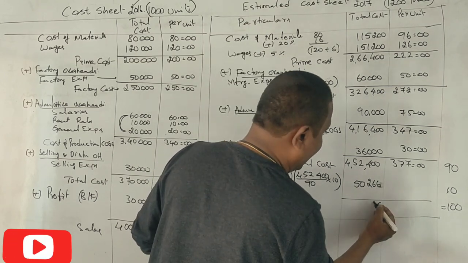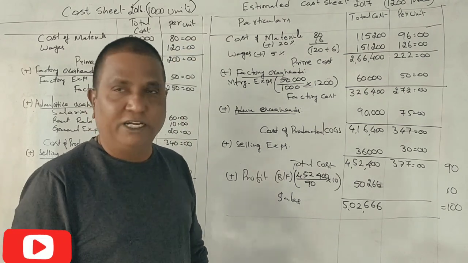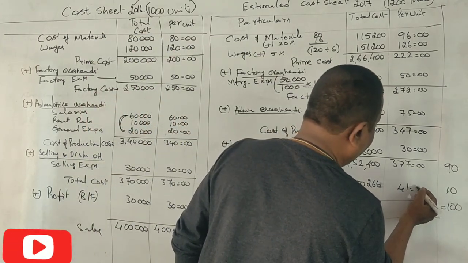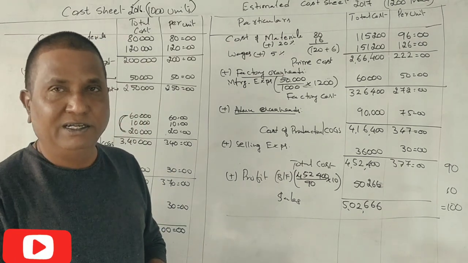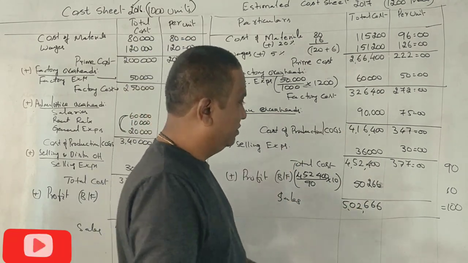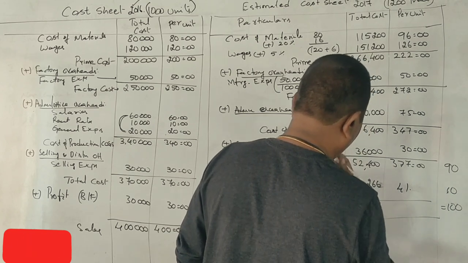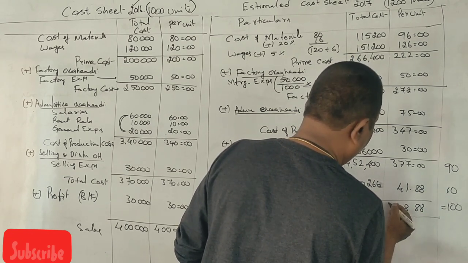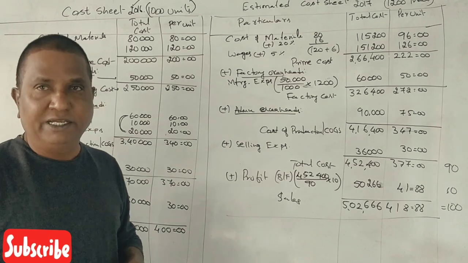Okay, now let us add this. 502,666. Now 50,266 divided by 1,200. 41.88. So totally for how much are we selling? 481 rupees 88 paise we are selling.